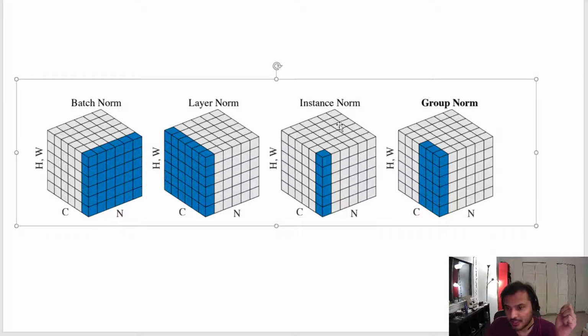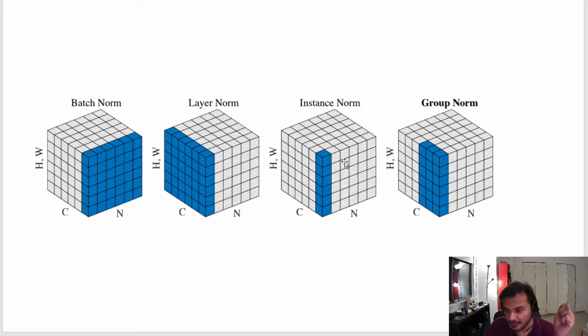Then comes instance norm. Now instance norm is each channel and each sample. For each channel and for each sample, you'll compute the statistics. So for n equals 1, c equals 1, I get some statistics, and the same for n equals 1, c equals 2, and so on. For each of your filters or each of your channels, you will get the mean and standard deviation, and then you will rescale your output like that.